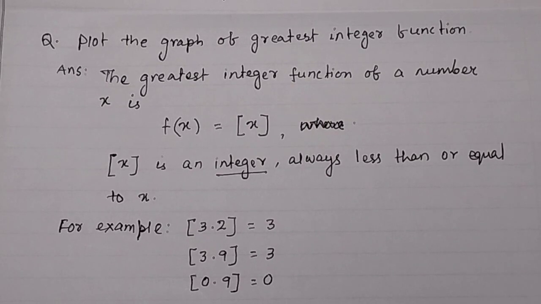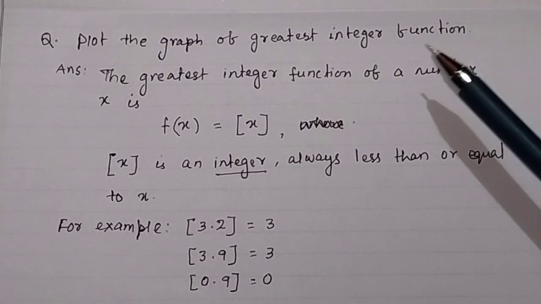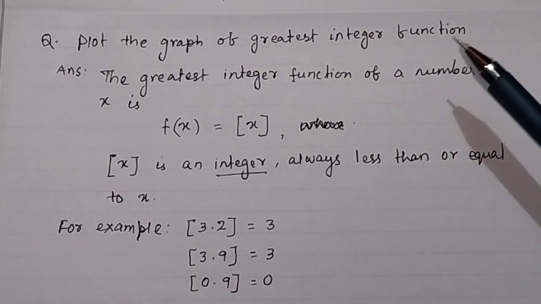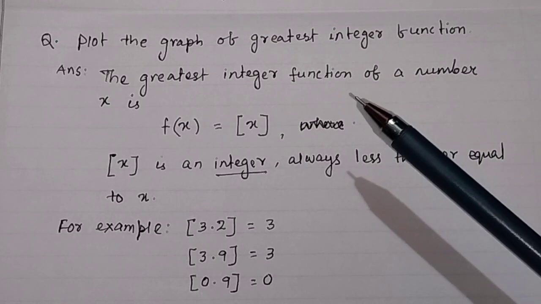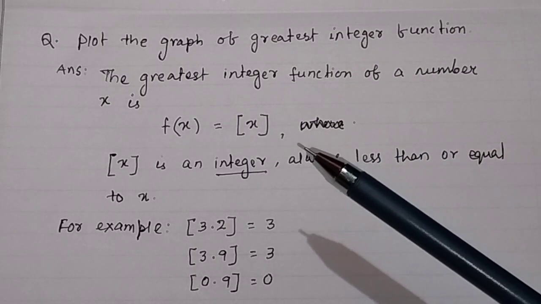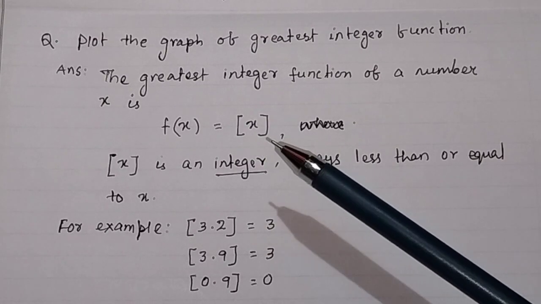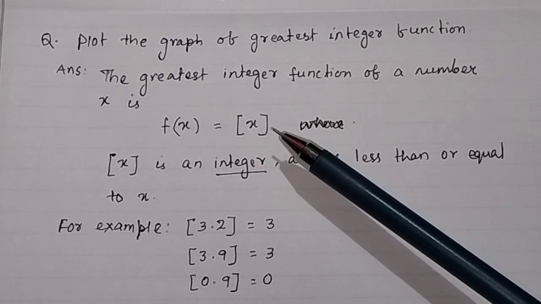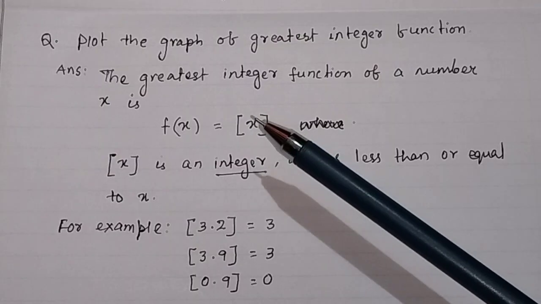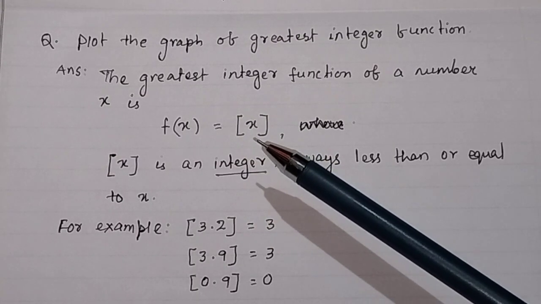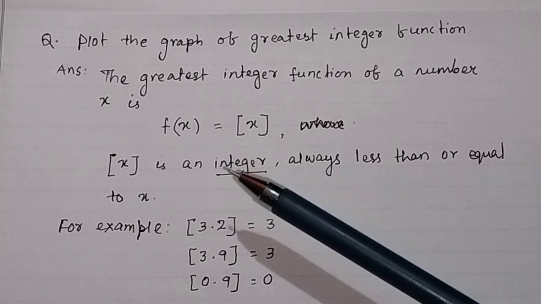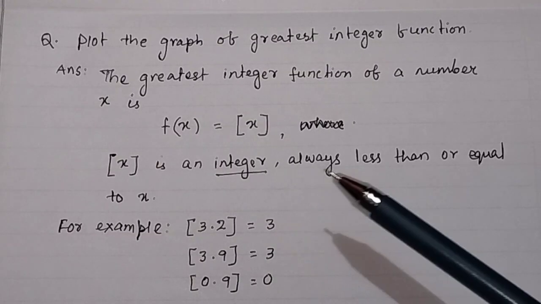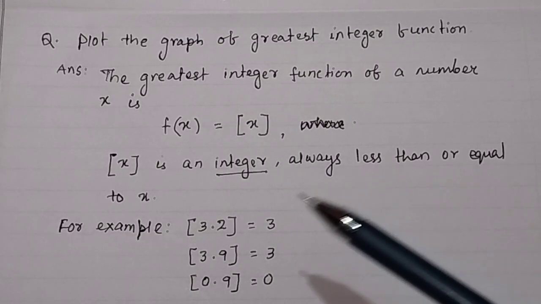This is a very interesting question generally asked in the examination. Plot the graph of greatest integer function. So you should remember what is greatest integer function. The greatest integer function of a number x is generally written as x in square bracket like this. So f(x) is equal to [x], where [x] is an integer always less than or equal to x.